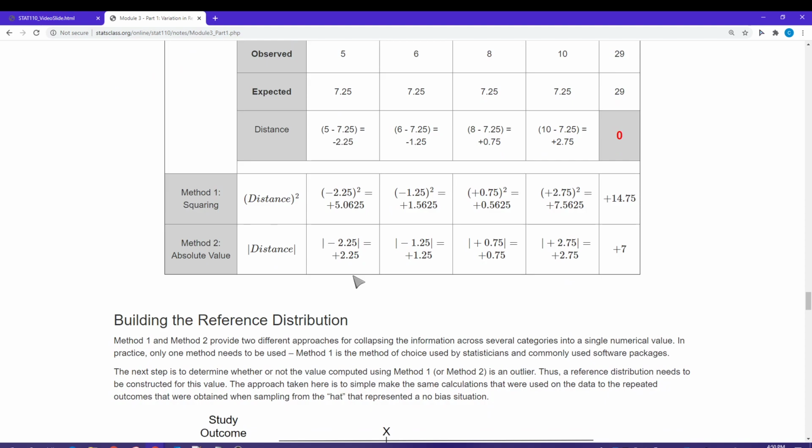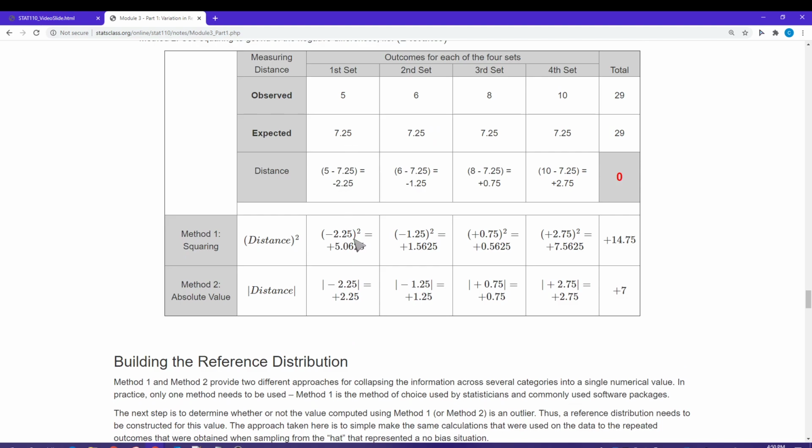So here I've done that. I've taken the difference that I saw for the first set and I've squared it here. I end up with a number about 5. Take the second set, which is negative 1.25, so just 6 minus 7.25. I'm going to square that, and I'm going to end up with about 1.5. And then I just keep doing that for all of the categories here. Now when I get a total, I'm not going to get 0 anymore because I've eliminated the negative values. So I get a value of about 15, or 14.75.